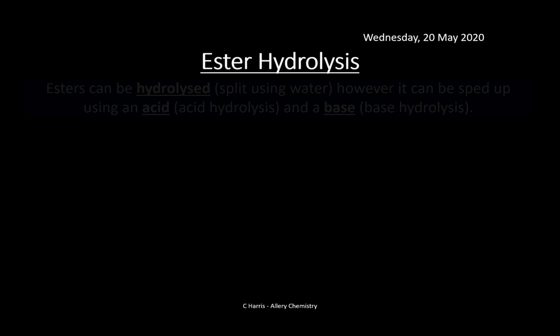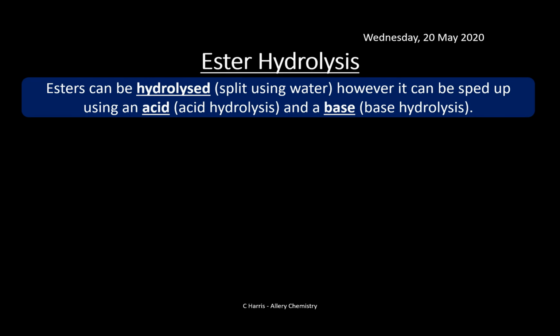Okay, so we're going to look at ester hydrolysis now. Okay, so we've looked at how you make an ester. So you make an ester by using a carboxylic acid or acid anhydride, and you react that with an alcohol. So this is where, okay, we've made the ester, but we want to break it down. We want to break it into the molecules that we used to make it in the first place. And we call this hydrolysis. Now, hydrolysis just means split with water. So hydro meaning obviously water, lysis meaning to break. So hydrolysis means to break using water. However, it can be sped up using an acid, so we call it acid hydrolysis, or a base, and we call that base hydrolysis. So it's fairly straightforward.